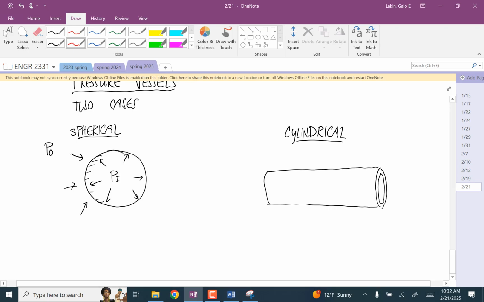Like we don't know, just think of this as continuing infinitely long. Really it just needs to be long enough that you don't have to worry about the weirdness that happens at the ends. And in this case, again, we have P outer applied from the outside and P inner applied inside.